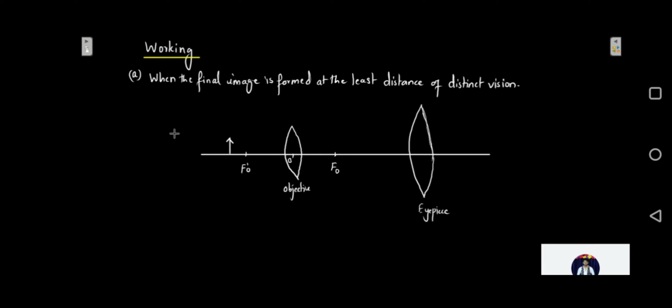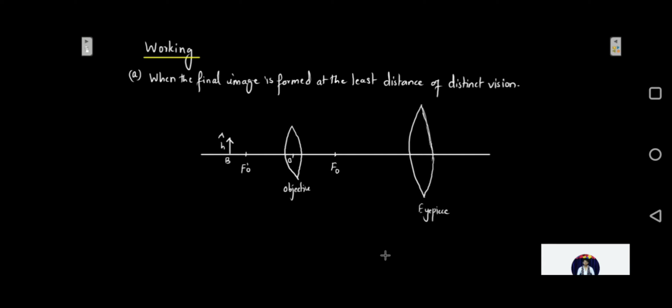So let us say that this is AB. Let us say H is the height of the object. So let us see how the image will be formed. As we know, the image which is going to be formed is going to be real, inverted and magnified, which is on the other side of the lens.